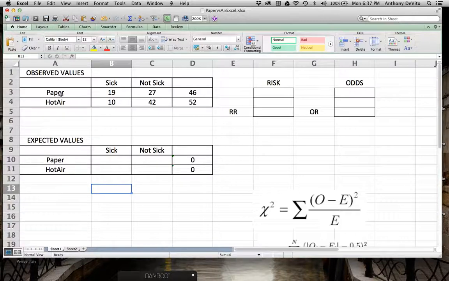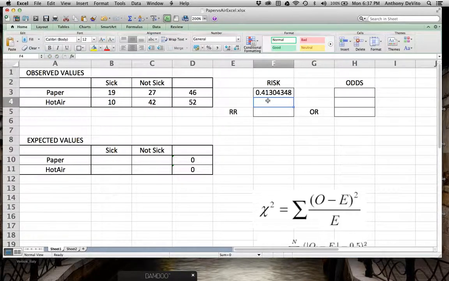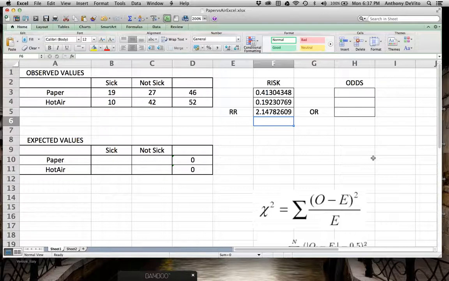So let's see what the risk would be of using paper versus hot air. So what would the risk for using paper be of getting sick? Volunteers? Right? 19 out of 46, right? Okay. And what would be the risk for using hot air? It's going to be 10 divided by 52. Okay, and the risk ratio is going to be equal to 0.41 divided by 0.19, or 2.15.